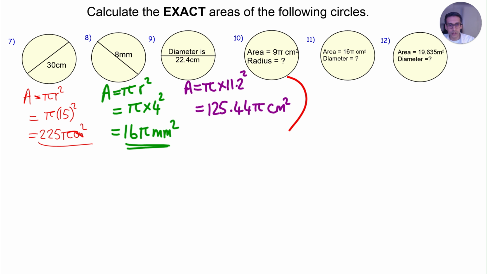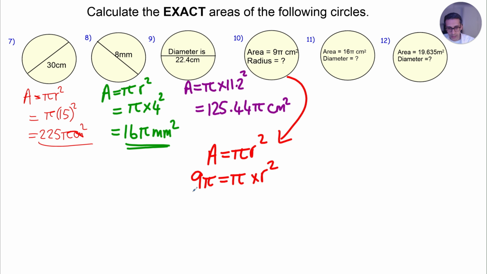The next question here, now these are slightly harder because we've been given the area, we need to work out the radius, so we're going to work backwards. So we know the formula, area equals pi r squared. The area is given to us as 9 pi, so 9 pi equals pi times r squared. Now you can spot something similar here. 9 times pi is equal to r squared times pi, so r squared has to equal 9. And what numbers do you square to get 9? You know it's going to be 3.